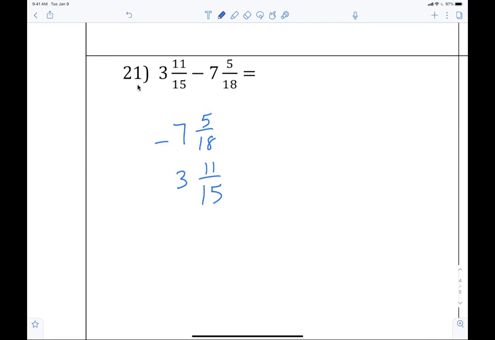You see? Because when I subtract, I want to put the 7 above the 3. So when I subtract, I can get an answer. I don't want to do 3 minus 7. Okay, go ahead. All right, now again, common denominator is kind of tricky.